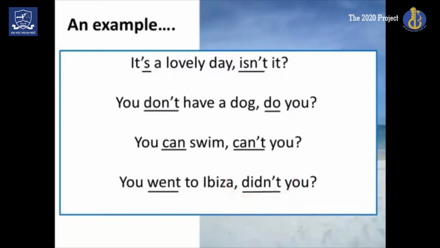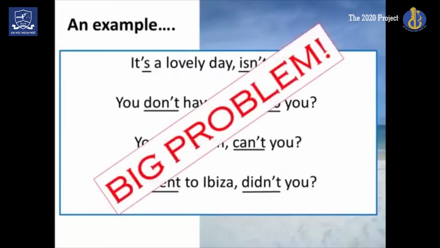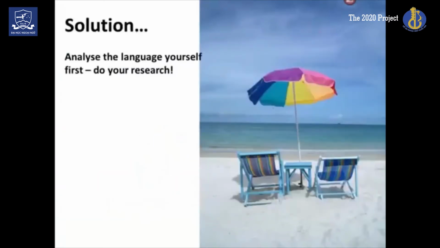So you can see here that there's so much change here in the form that it's really, really difficult. This is a big problem for learners. So the meaning is not difficult, the concept is very straightforward, but the form is horrible. So then we need to look at what are the solutions to this problem.